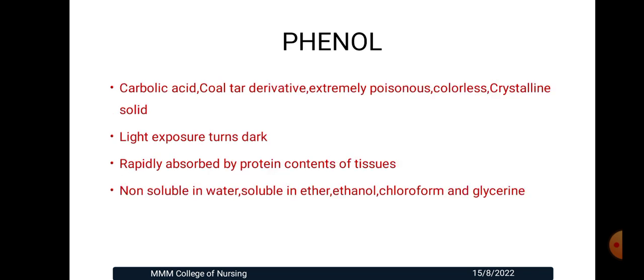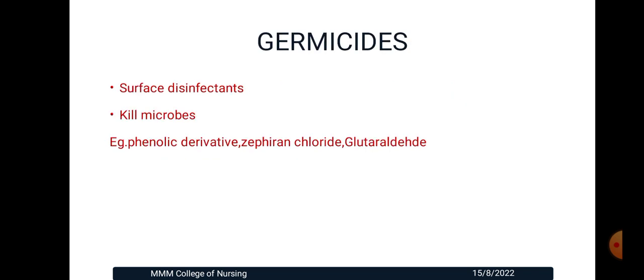Phenol, carbolic acid, a coal tar derivative, is extremely poisonous, colorless, crystalline solid. Light exposure turns it dark. Rapidly absorbed by the protein contents of tissues, non-soluble in water, soluble in ether, ethanol, chloroform and glycerin. Coming to the germicides, surface disinfectants that kill microbes. Example, phenolic derivatives, zephiran chloride, glutaraldehyde.